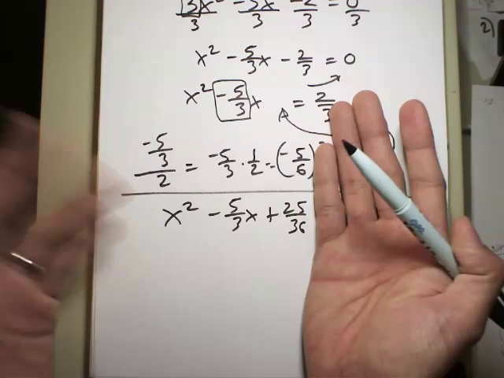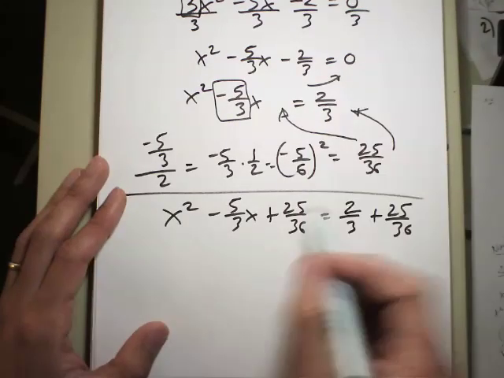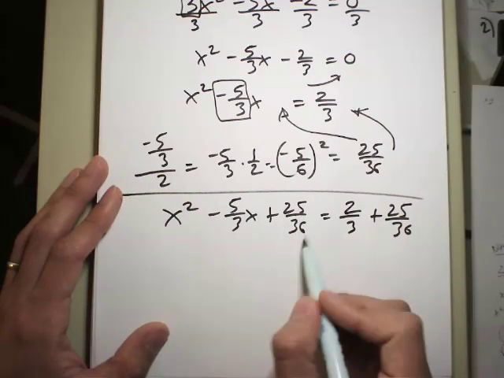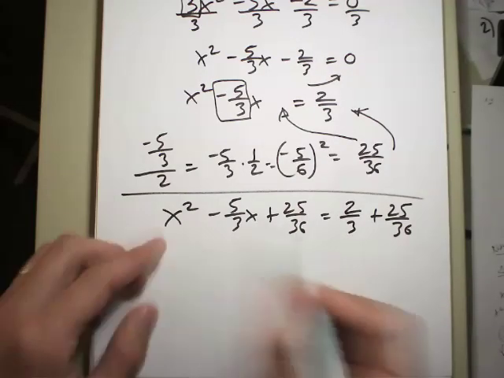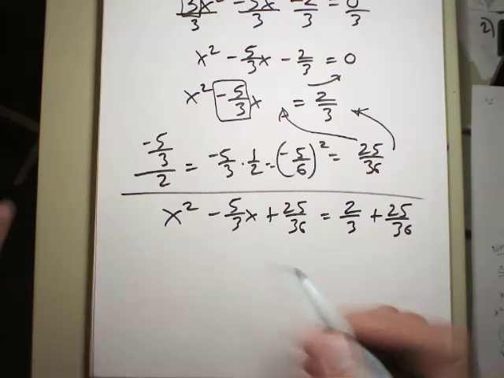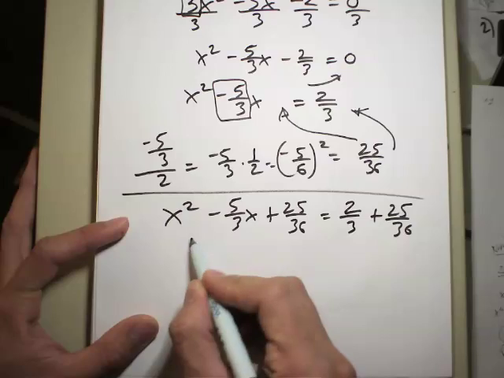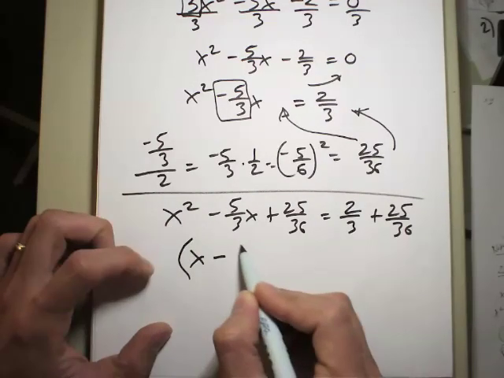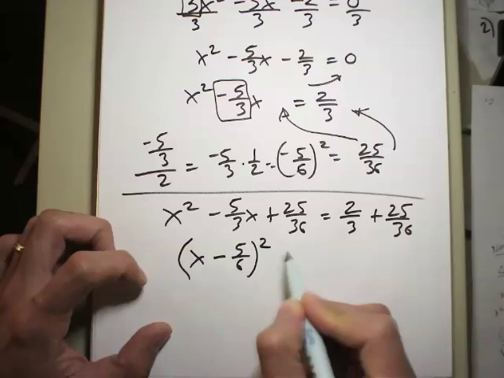This side now becomes a PST, and as you know, you take the square root of 25 over 36 to be 5/6, right? And 5/6 added to 5/6 will give you 5/3. It's automatically factorable, so you don't have to think twice about it. But then because this is a minus case, you will have x minus 5/6 squared.